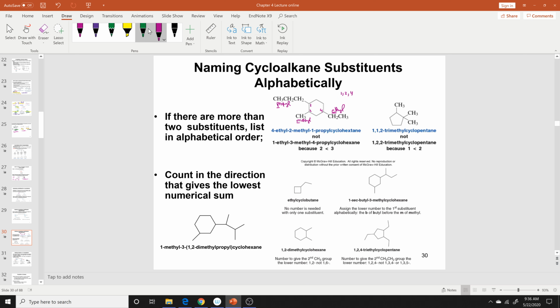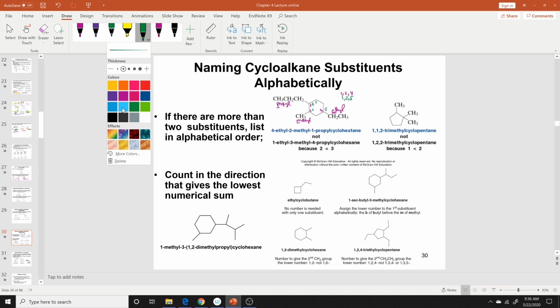Let me use another color over here. If I start numbering from the CH3 now, that is going to be 1. My closest substituent to it is going to be the propyl, which is 2. This is a 3, this is 4, and this is 5. So my combination here is 1, 2, and 5. See what I'm saying? You give the lowest sum of numbers. So till now, this is my lowest sum.